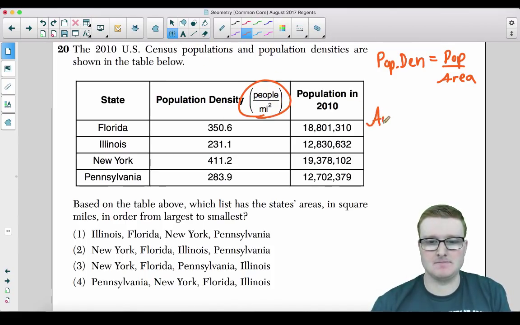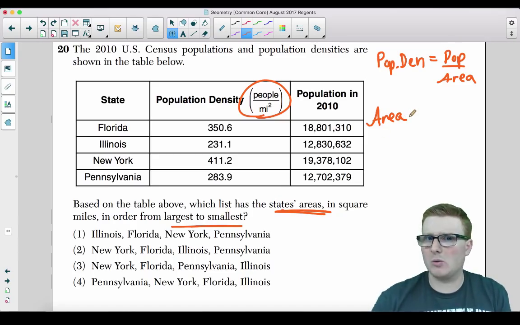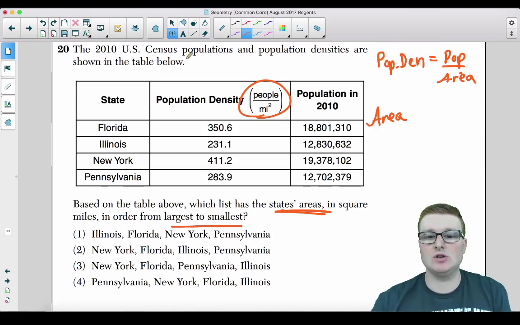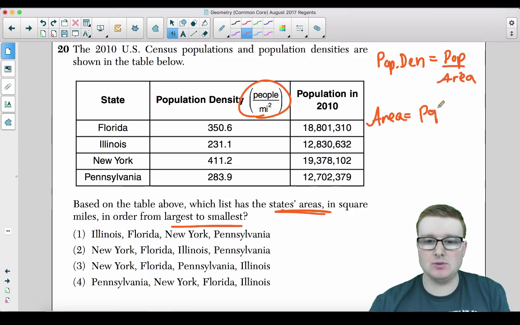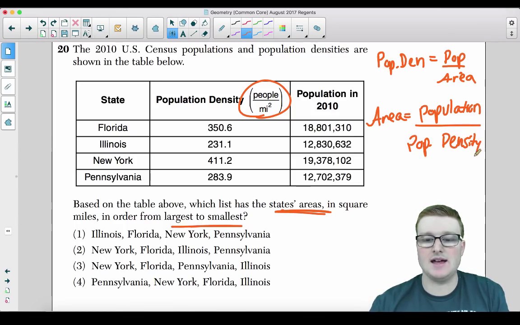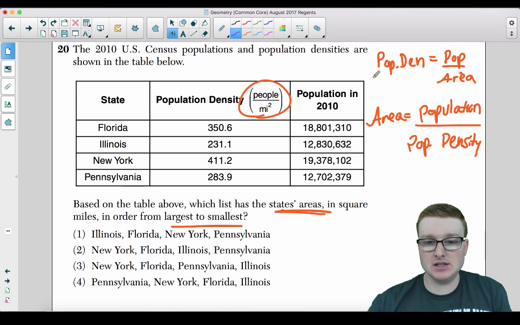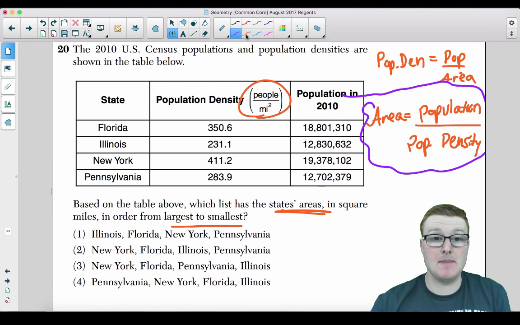Now the area, because it's asking you for the state's areas from large to small, you're trying to find the area formula. What's the area formula? Well, you need to get A expressed in terms of the population density and the population. So the area formula is the population divided by the population density. And that's simply by isolating the A, or the area, in terms of this equation up here. So this is the formula that we need badly.